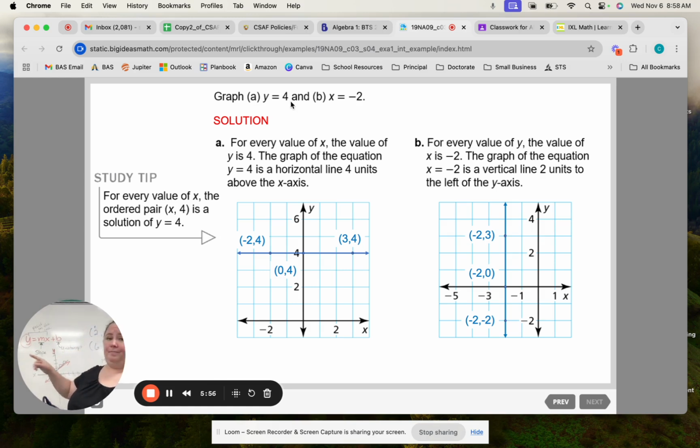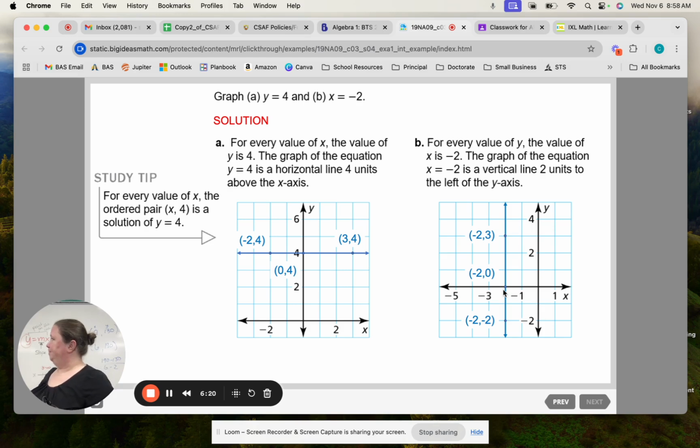On the other one, it says X at the beginning instead of Y. So when you see that, you know there's not anywhere it crosses the Y line. So you know that it's going to be a vertical line going straight up at that point, -2. So because it's X, I go on the X axis back to -2, and then I know it's a vertical line right there.